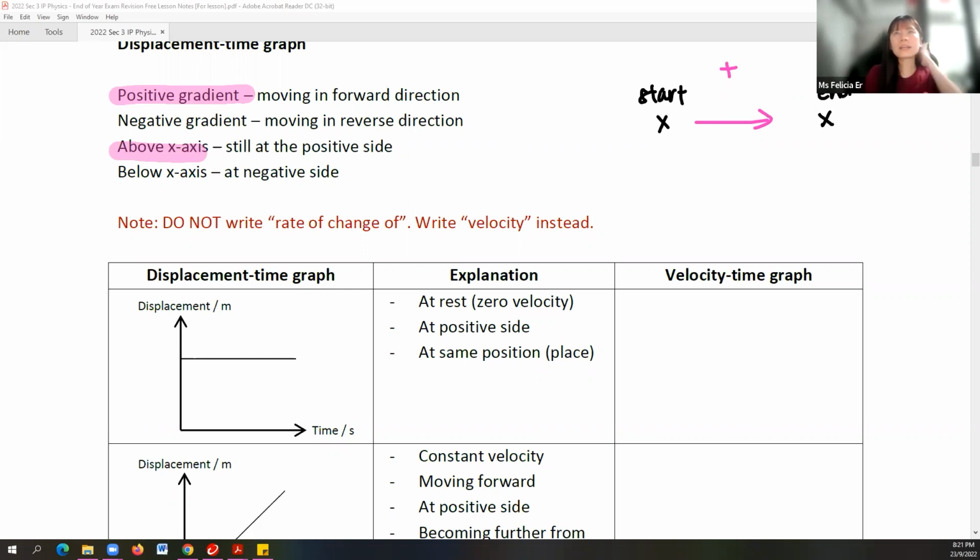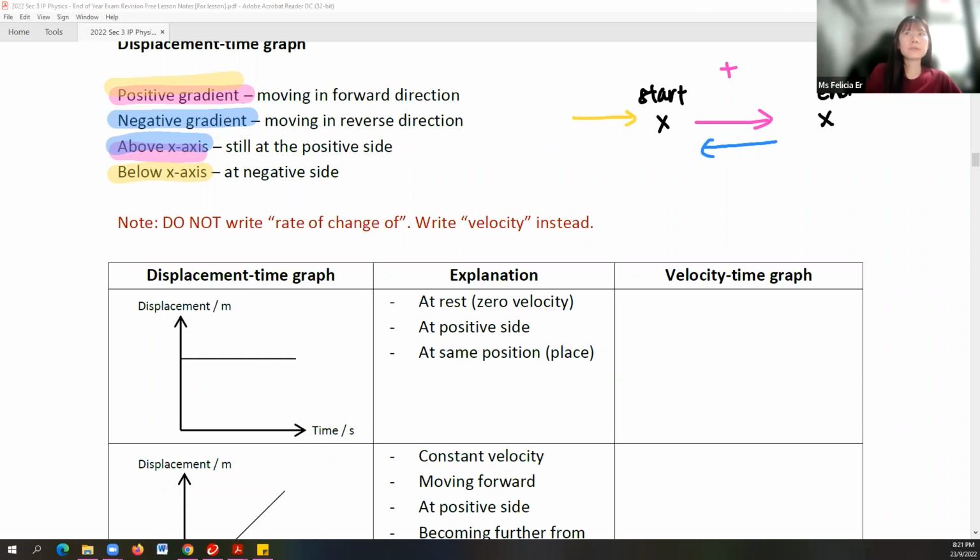If your object is above the x-axis but has a negative gradient, it is still on the right side because it's at the positive side, but it is reversing. If your graph is below the x-axis but has a positive gradient, it's at the negative side, meaning it is before the start point, and then it's moving forward, so it will be like that.